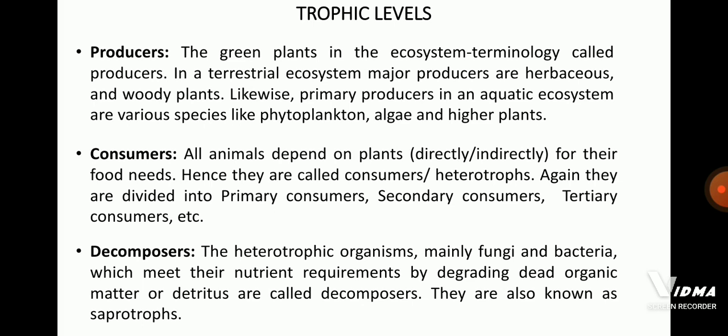In a terrestrial ecosystem, major producers are herbaceous and woody plants. Likewise, primary producers in an aquatic ecosystem are various species like phytoplanktons, algae and higher plants. Then the energy will flow into the next trophic level, called consumers.